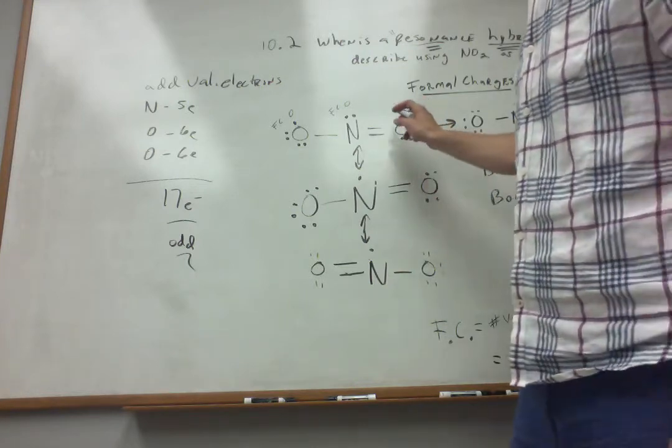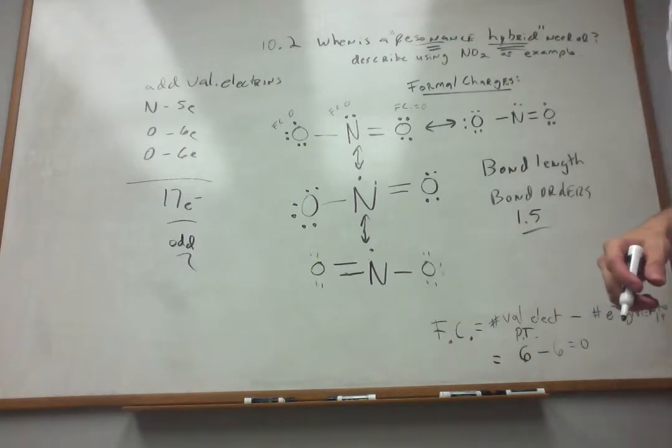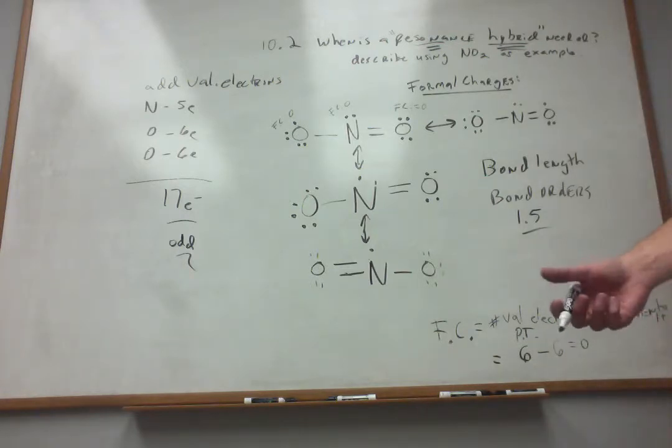It turns out that the sum of all the formal charges for a structure also needs to equal the charge on the molecule or ion. So here I add 3 zeros, and there's a neutral molecule, which is consistent with the structure, and that is, of course, a good thing, right?